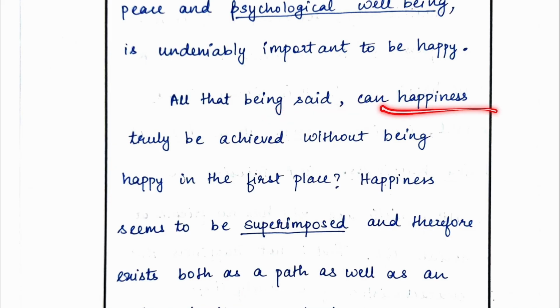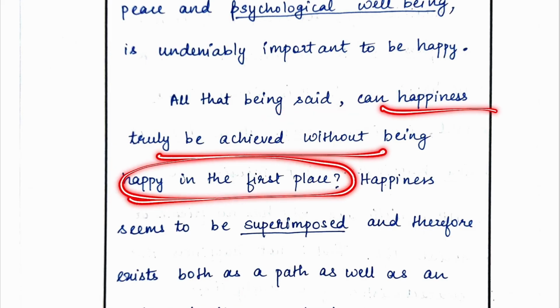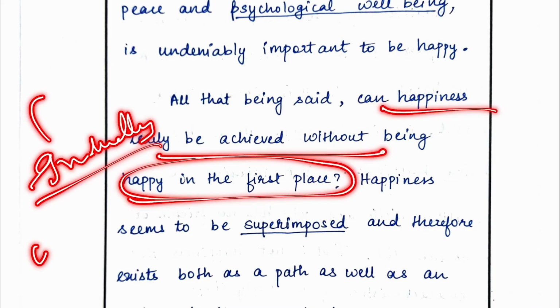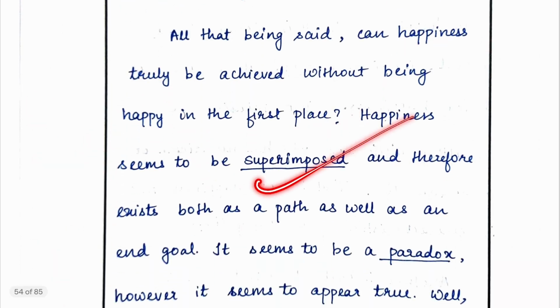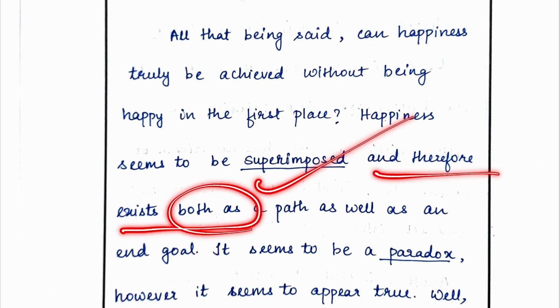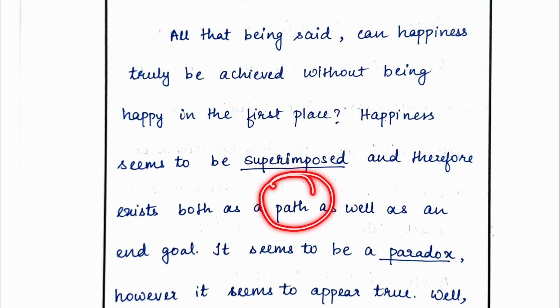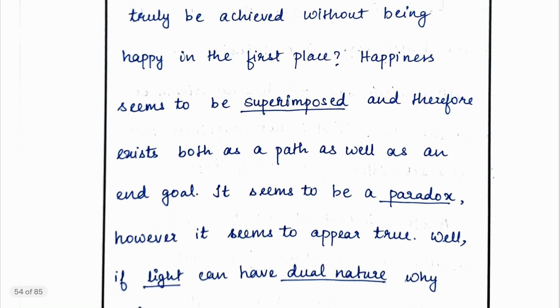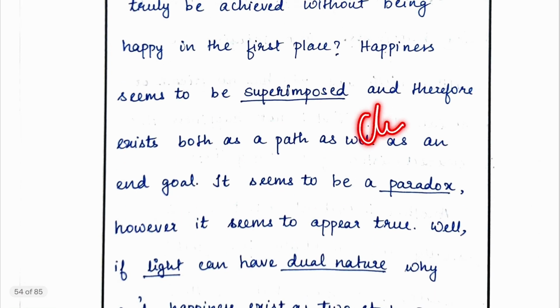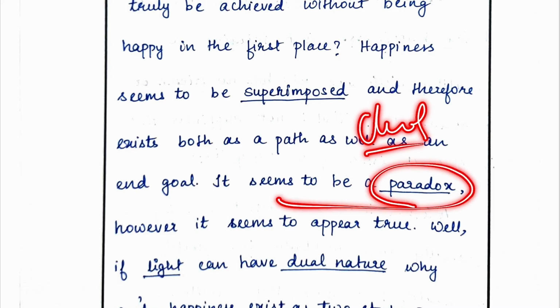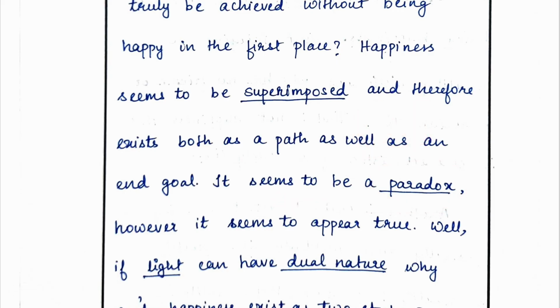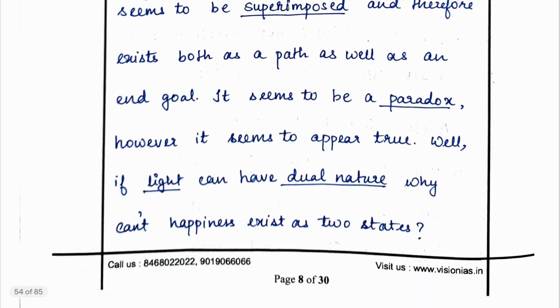All that being said, can happiness truly be achieved without being happy in the first place? Now he's slowly or gradually coming to address the second part of that essay topic. That is, happiness seems to be superimposed and therefore exists both as a path as well as an end goal. So he says happiness can be a path, or happiness can also be an end goal. So happiness can have a dual nature. So it seems to be a paradox. It may sound like a paradox to us, however, it appears to be true.